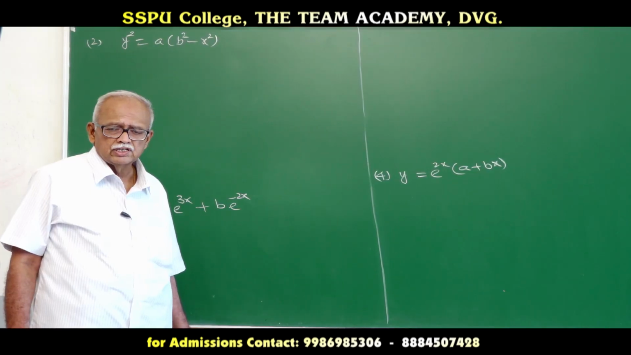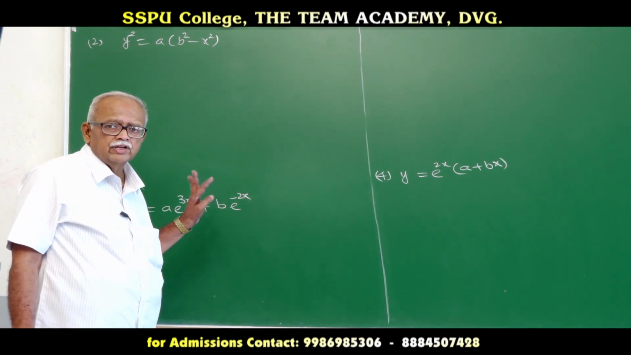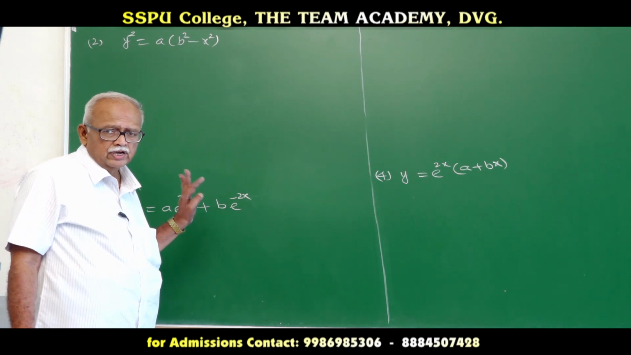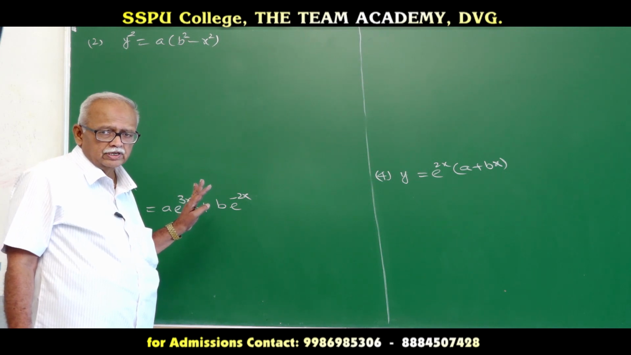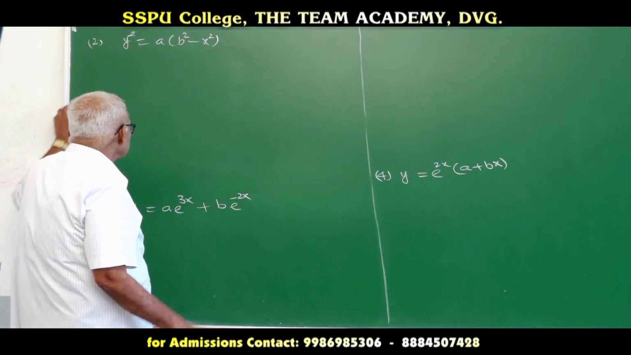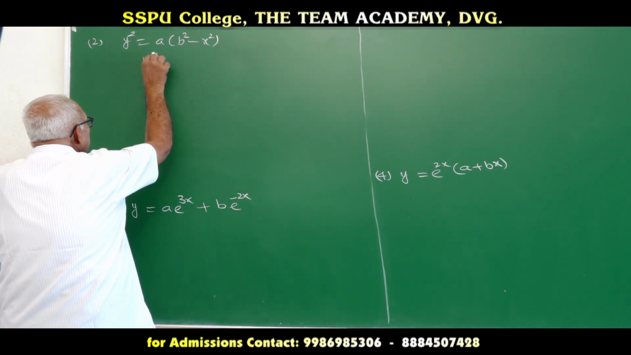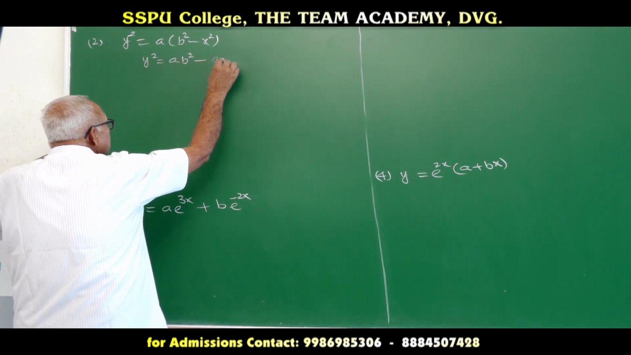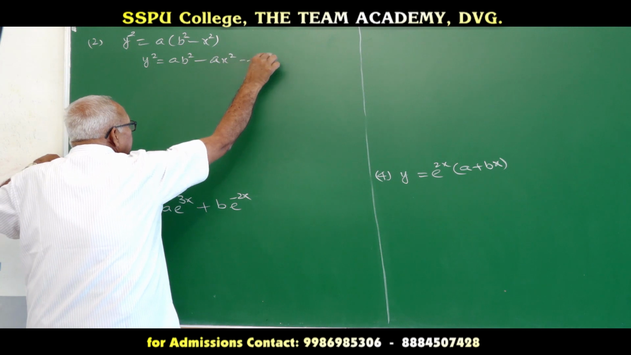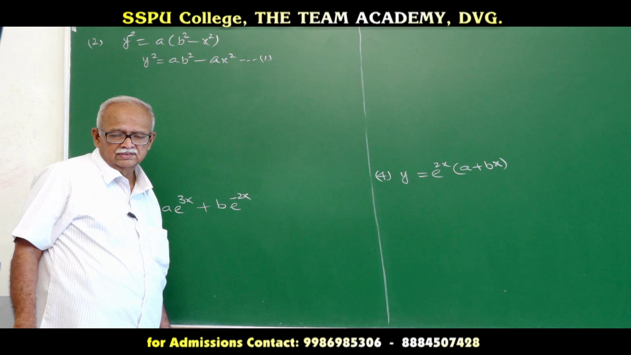Go into the exercise problem, second problem, formation of differential equation. They have given a function, so we have to differentiate it and eliminate constants so that we get the required differential equation. How we are going to do this? Let us see. y square is equal to a into b square minus x square. So this we can write as ab square minus a x square. Keep this as equation 1, because ab square is a constant and only we have to differentiate minus a x square.